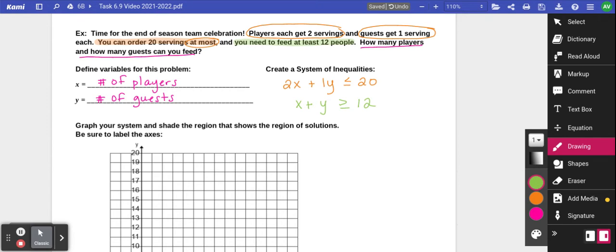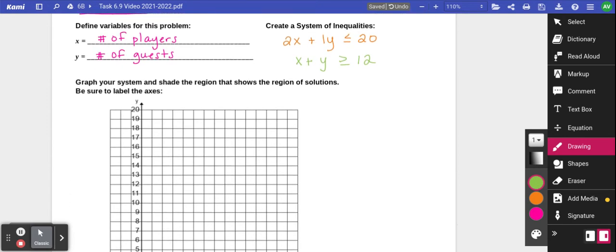So let's go ahead and graph our system. The first thing I'm going to do is figure out the x-intercept and the y-intercept for this first inequality. So the x-intercept, which is the place where y is equal to 0, is going to be 2x equals 20, and then I'm going to solve that. I'm going to divide by 2, and I'm going to get x equals 10, so I'm going to have (10, 0).